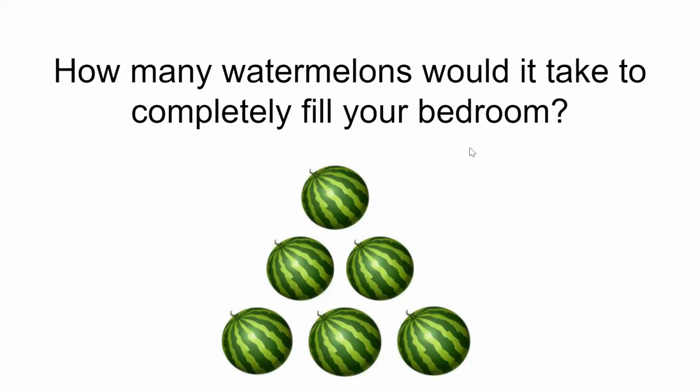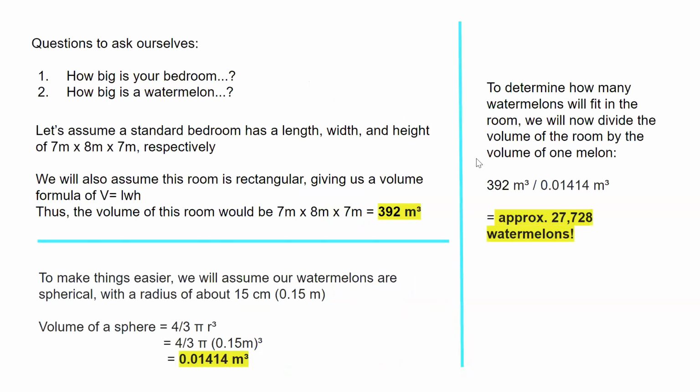And now we're going to just work through this together. These are questions that we have to ask ourselves, and obviously you would most likely not get this exact same number if you use different estimates, but we would try to be in the same range, right? So we assume that a standard room is 7 by 8 by 7 meters, the length, width, and height, so that's needed to find the volume of the room. And then how big is a watermelon? Because that's what the question is asking.